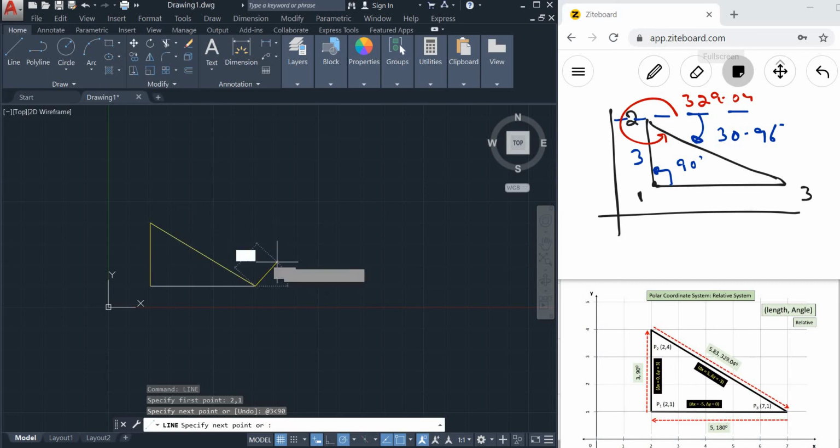Press enter. For the last point, specify the length. Either press tab or you can press the angle key on the keyboard. Specify the angle, that is 180 degrees.